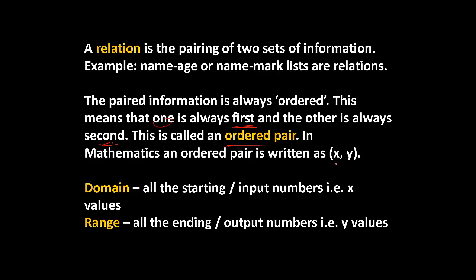In mathematics, the ordered pair is written as the x value first and then the y value. When you do that function diagram, that picture where you draw a rectangle with your function in the middle, you notice that you have an input value, which is your x value, and an output value, which is your y value. Another thing you need to know today is what a domain and a range are. Domain refers to all of the starting or input values, all of the x values. Range refers to all of the ending or output numbers, all of your y values.